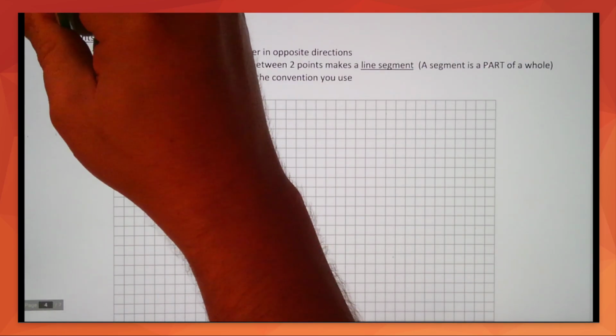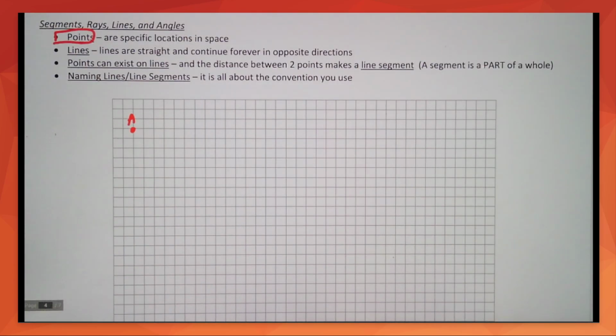I'm going to do this in red, okay? I'm going to change colors so we can keep track of what's happening on our diagram. Something else you can talk about in terms of geometry is a line. A line is a straight object. It doesn't have any curve or bend to it. It's a straight object, and it continues forever in opposite directions. So you can also have points that are on a line, and you can also have segments of a line. And that's a lot, I know. But let's draw something out.